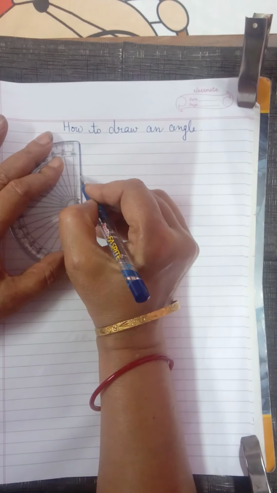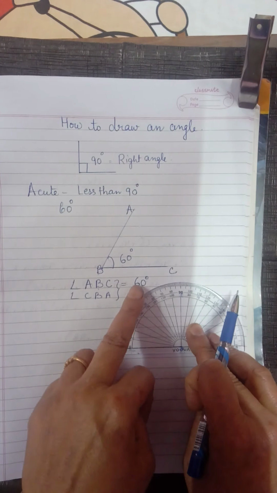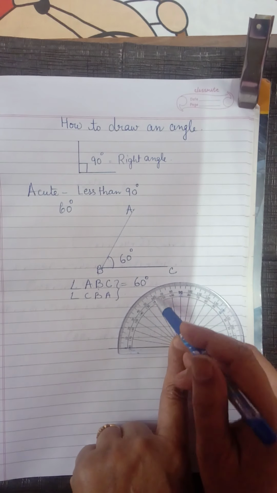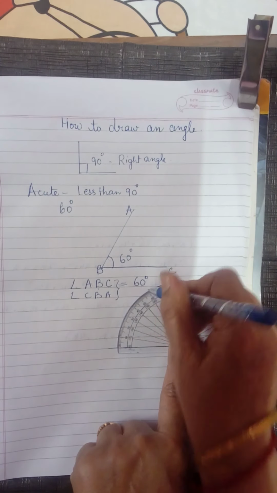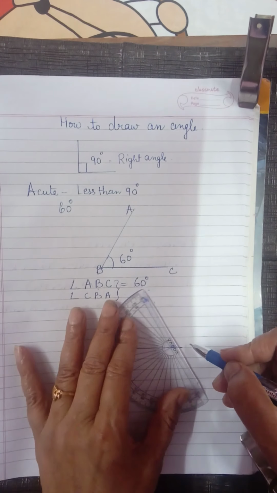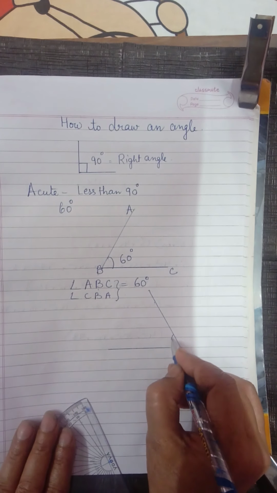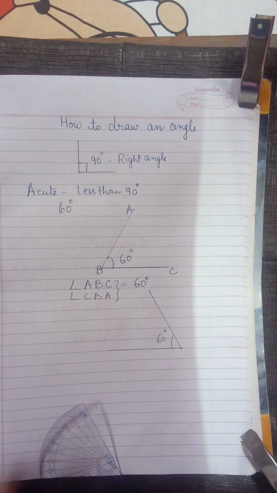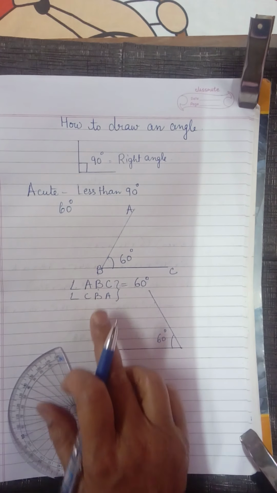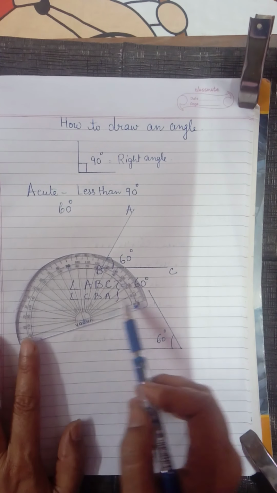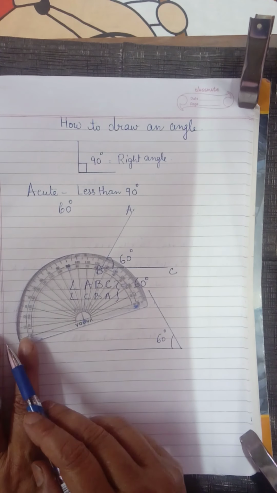Now you are keeping the protractor to the right side, so you will read numbers from the left side. Okay, so 0, 10, 20, 30, 40, 50 and 60. Now draw these two points, and this is an angle of 60 degrees. Again you can write the name like this. Okay, so from this protractor you can draw angles from the right side as well as from the left side.